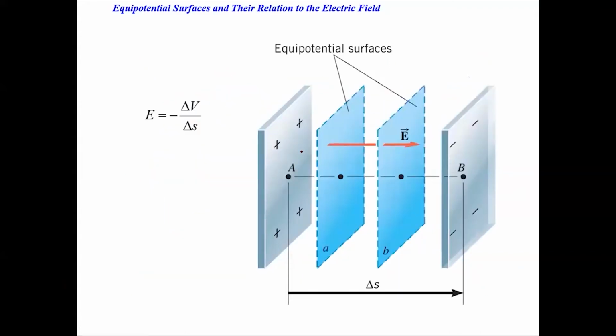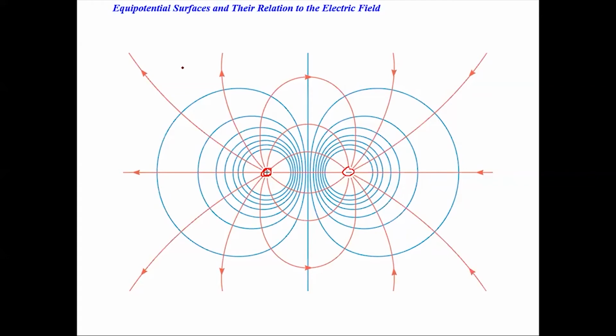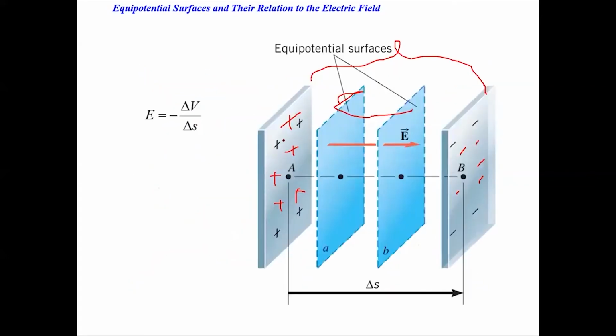Now I put the charge on a surface, not on a point. This is all plus charge. This is a plate, right? I have all plus charges on this plate. Don't worry about these two guys. Now I have minus charge on the other plate. My goal is to figure out the equipotential surface between these two plates. You have two plates, one plus and the other minus. Then what does the equipotential surface look like?